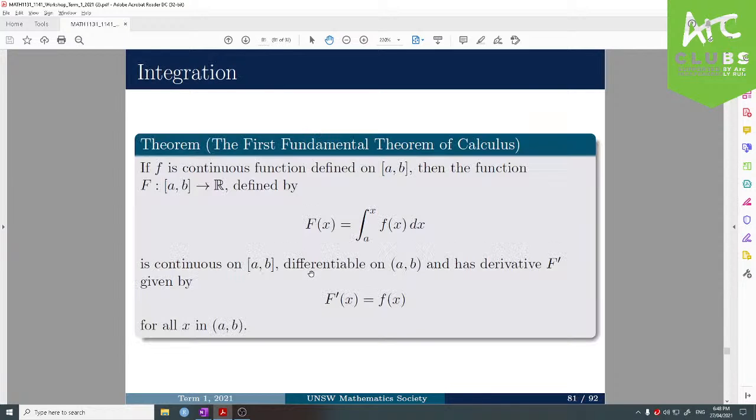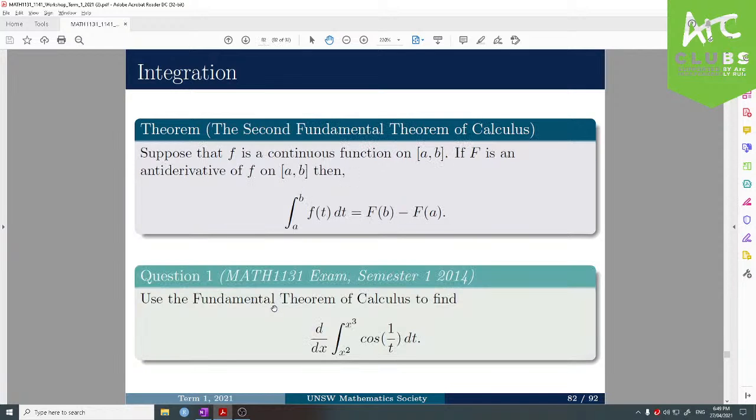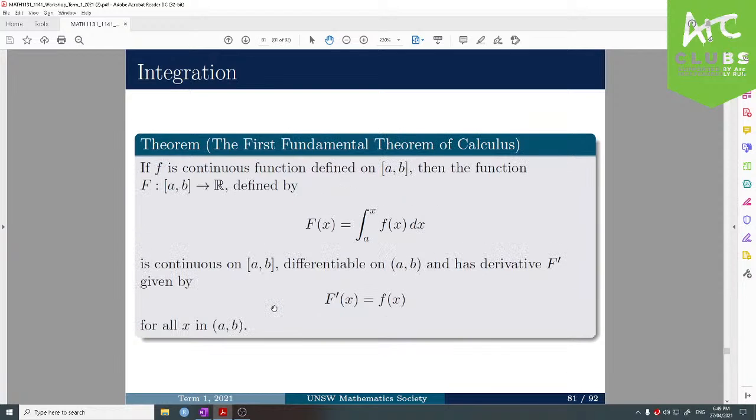Okay. The next section we have is integration, which is one of the bigger topics in these 5 sections. There's a few theorems in integration and also a few techniques you need to know. I'll go through the first 2 theorems, which is the first fundamental theorem of calculus and the second fundamental theorem of calculus.